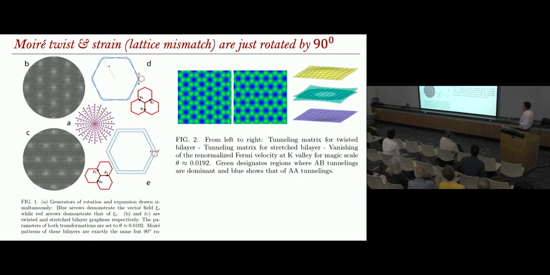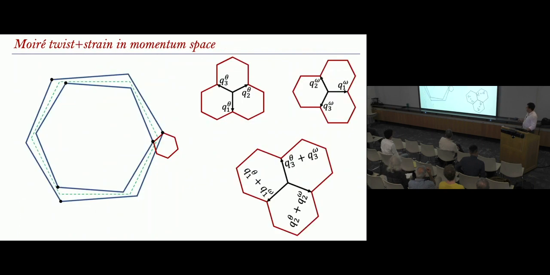But one observation is that the twist and the strain are basically the same. It's just a 90-degree rotation. For instance, if you twist your layer by, I don't know, 1 degree, and stretch it by this conformal factor, which is equivalent, you will find a basically identical structure, just 90-degree rotated. So there is no real reason to consider them separately. But in general, you can have both, and then you will have a somewhat deformed Brillouin zone with some combination of these vectors.